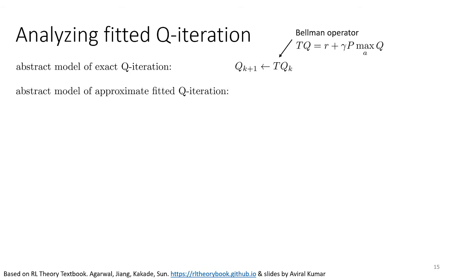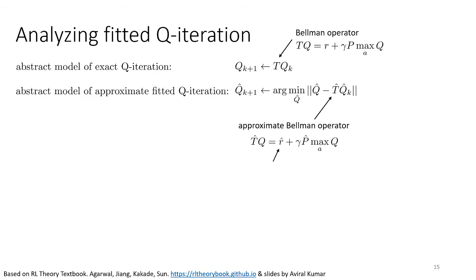Now that's exact Q iteration. Here's how we're going to model approximate fitted Q iteration. We're going to say that Q hat_{k+1} performs some kind of minimization over Q hat to minimize the difference between Q hat and T hat Q hat_k. So there are going to be two sources of error here. One is that T hat is not the same as T. I'll talk about that in a second. And the other one is that the minimization will not be exact either. So Q hat_{k+1} will not actually be equal to T hat Q hat_k. So we're going to have an approximate Bellman operator, and we're going to have an approximate minimization.